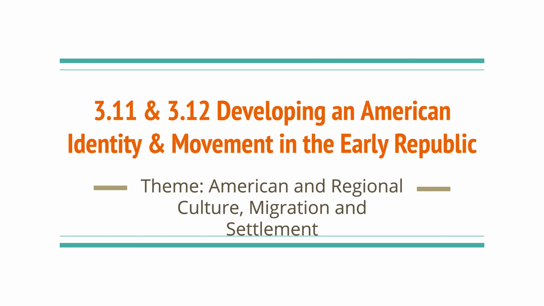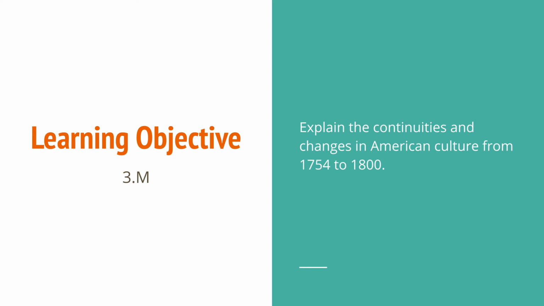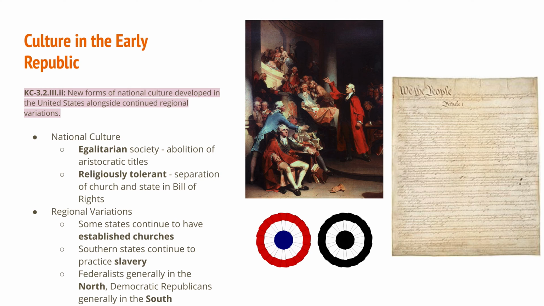Two themes that we're looking at, American and regional culture and migration and settlement. So let's begin with culture here with this learning objective. Explain the continuities and changes in American culture from 1754 to 1800. The key concept says new forms of national culture developed in the United States alongside continued regional variations.